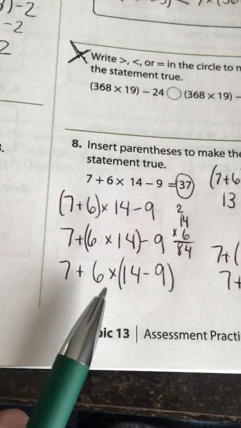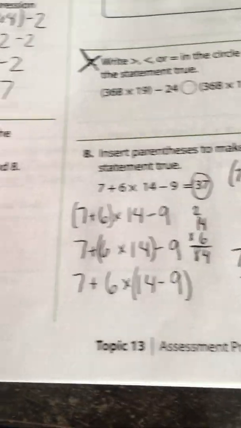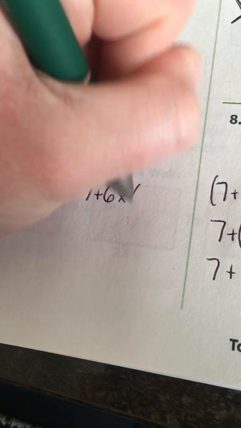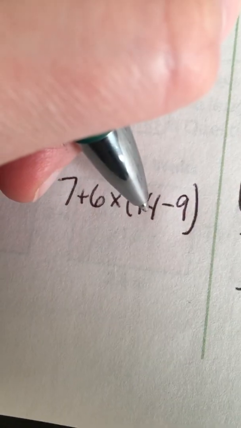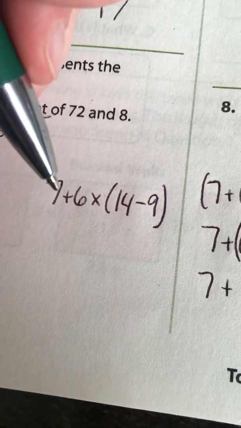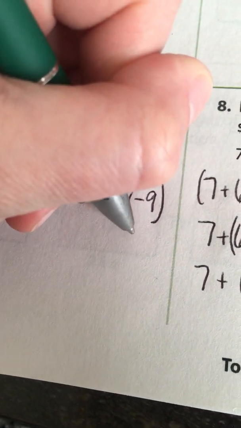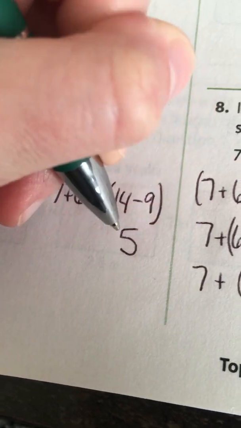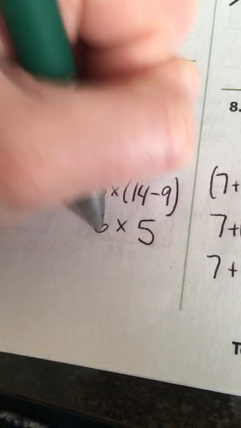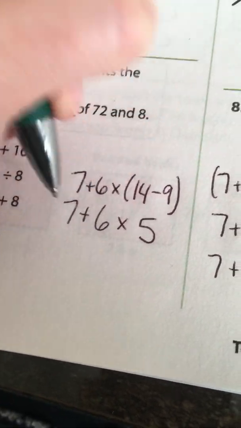Okay. So now I'm going to try this last one. I'll do it over here. So I have 7 plus 6 times 14 minus 9. All right, so I'm going to start with 14 minus 9. Now think in your head, what's 14 minus 9? The answer is 5. Then I'm going to times my 6 and add 7.